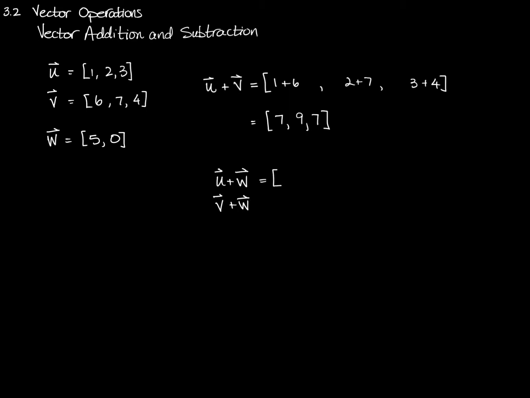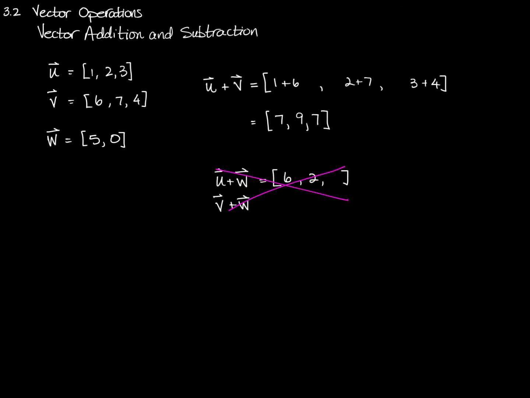Since vector addition means taking the first component of the first vector and adding it to the first component of the second vector, 1 plus 5 is 6. And then the second component and the second component, 2 plus 0 is 2. And then the third component with the third, there is no third component here. So there's nothing to add this third component to. So it's important that the vectors you're adding together have the same number of components.